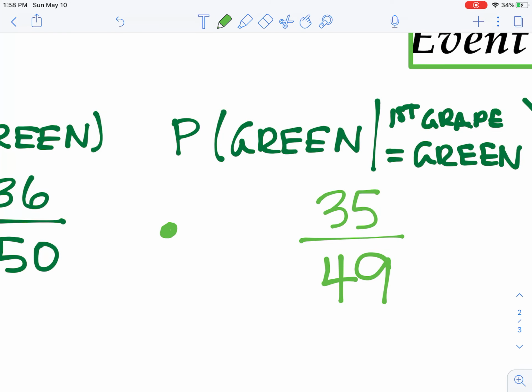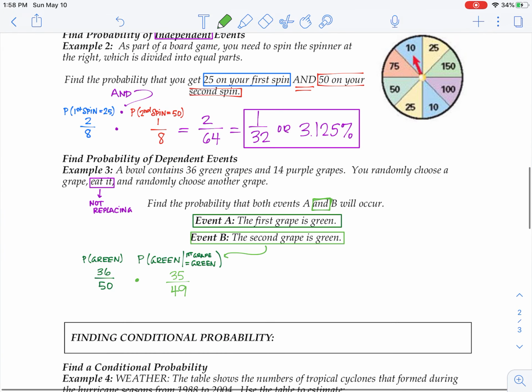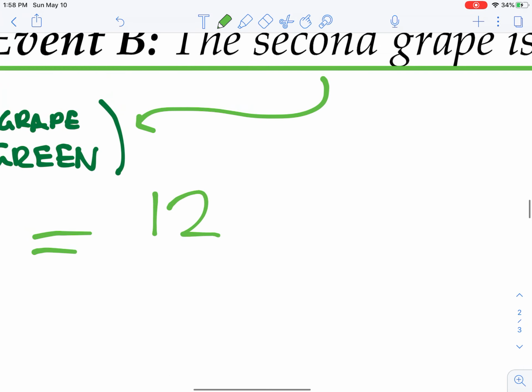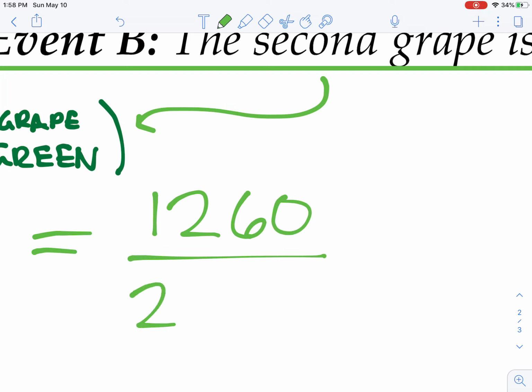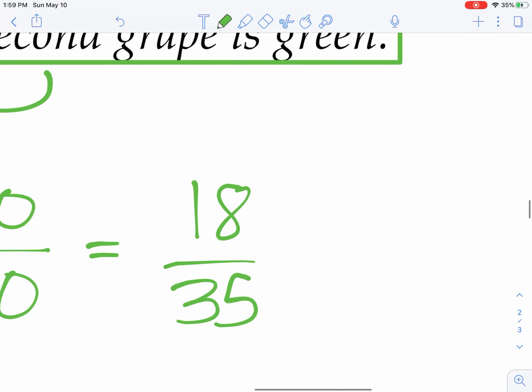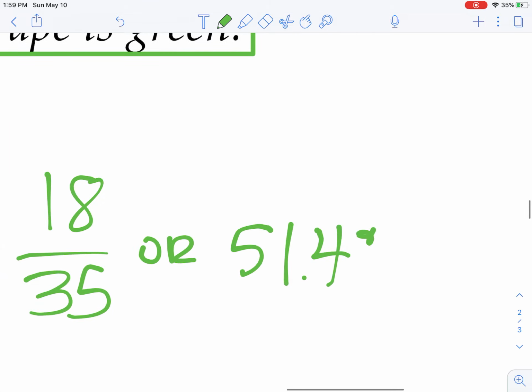All right. We're going to multiply because there's an and up here. So and tells us that we're multiplying. And we should get the combined probability, if you multiply straight across, as 1,260 over 2,450. If we simplify that down, our answer would be 18 out of 35, which is 0.514 or 51.4%.